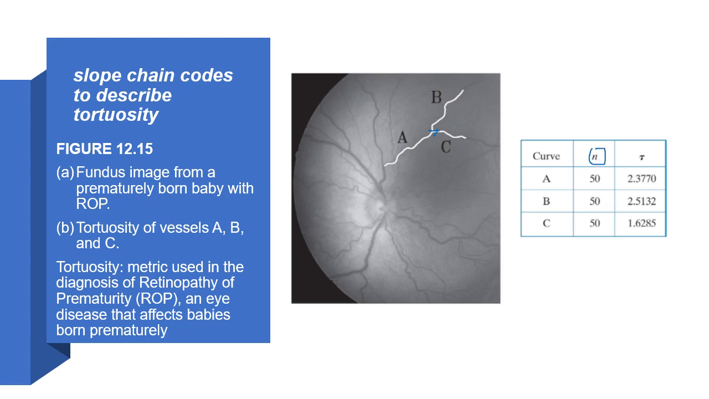It depends on how small the segments that we use to approximate the curve. And we found a tau, the tortuosity, of 2.3770, 2.5 something, and 1.5 something for the curve of A, B, and C.